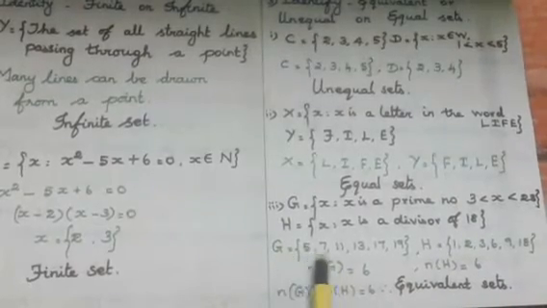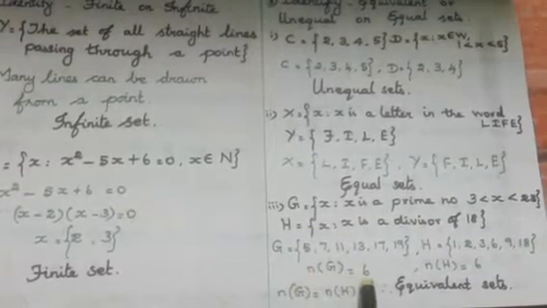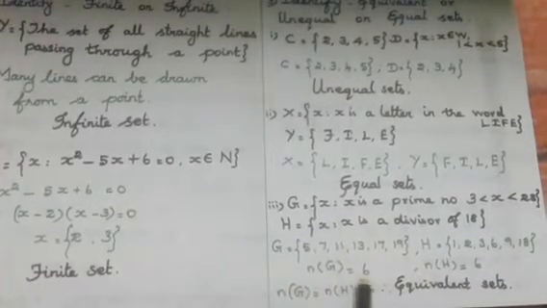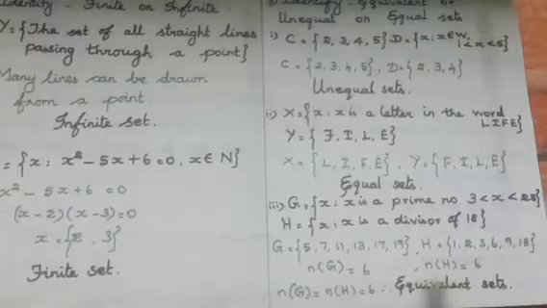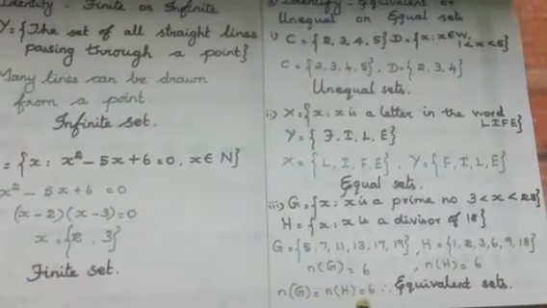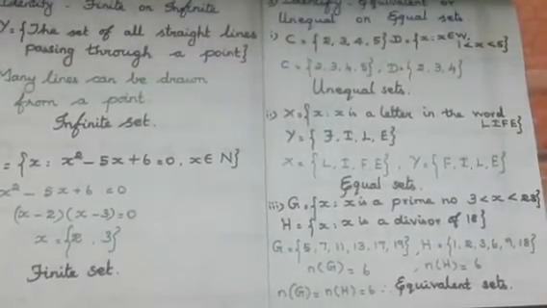Now count how many elements are inside the set. So n of G is equal to how many elements there? 6. In H, how many elements inside the set? n of H is equal to 6. So n of G is equal to n of H is equal to 6, which means it is equivalent sets. Equivalent sets means the number of elements inside the sets are equal.